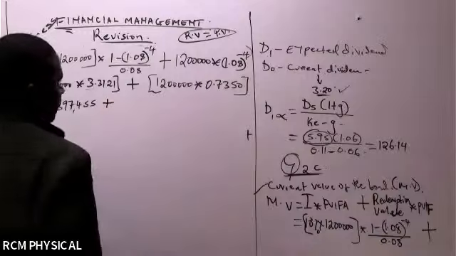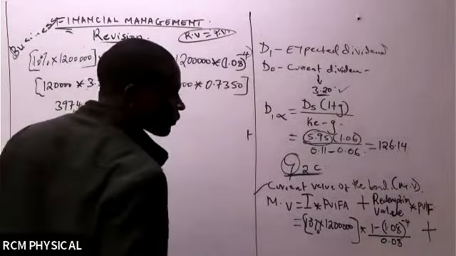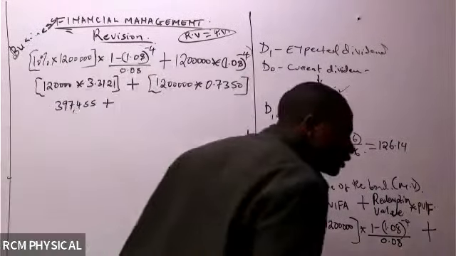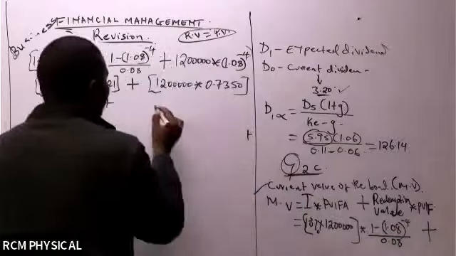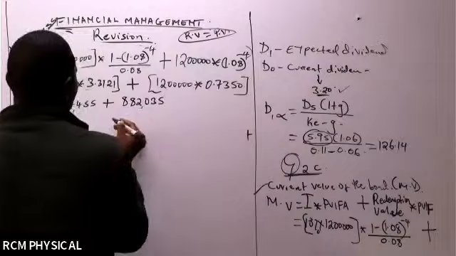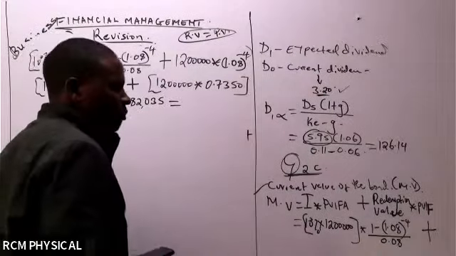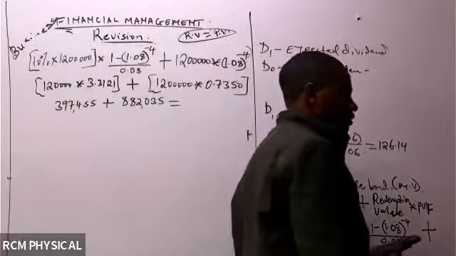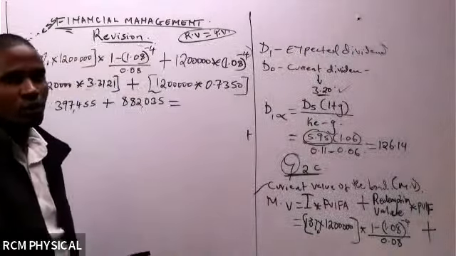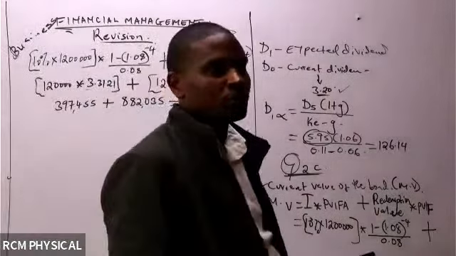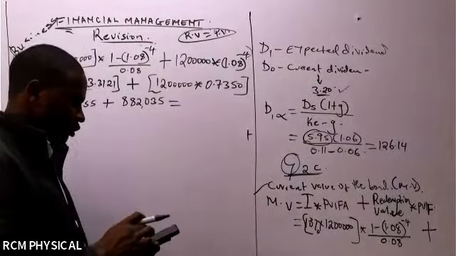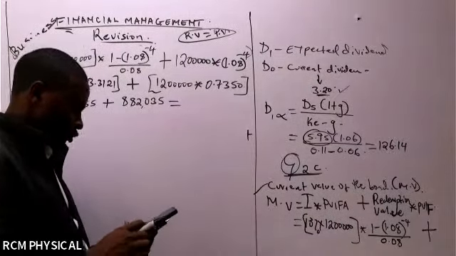397,455 plus this. You know the formatting? How much? 882,035. 882,085. So what is the market value of the gold? The total battery. Market value of the gold.